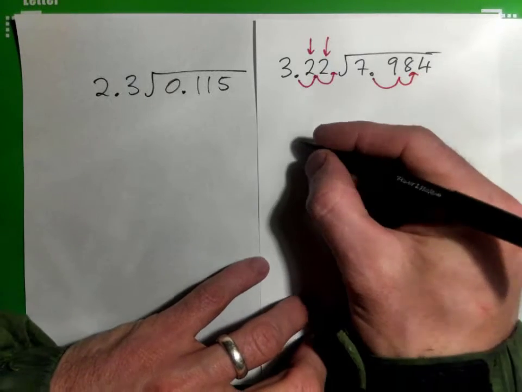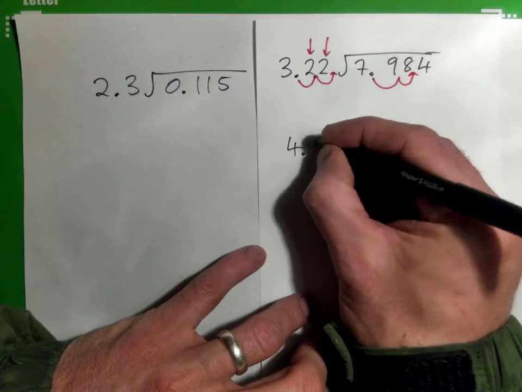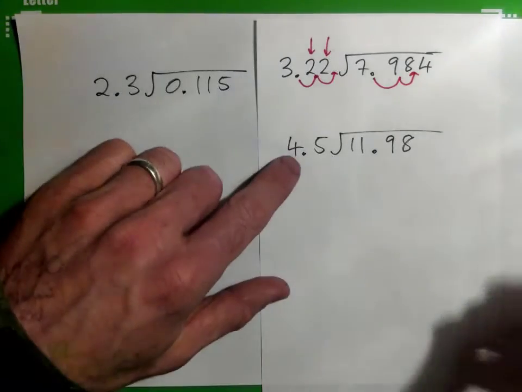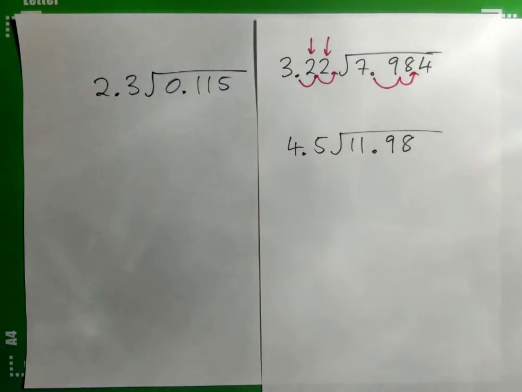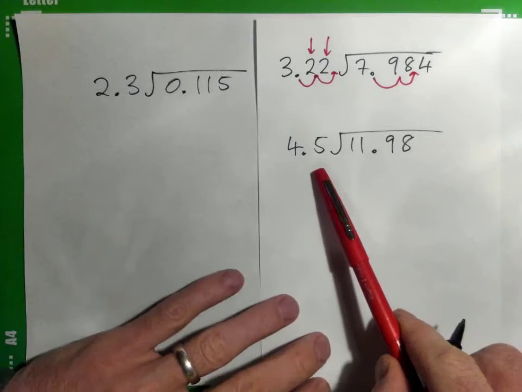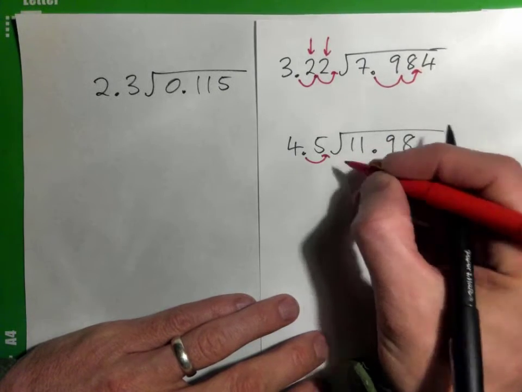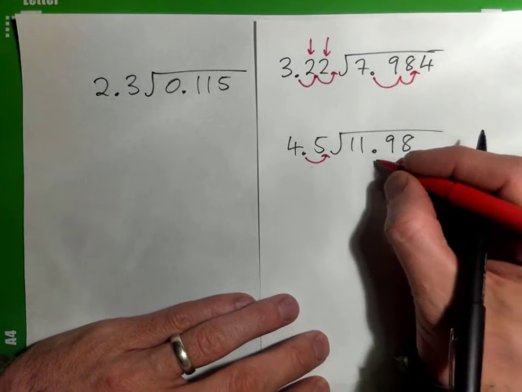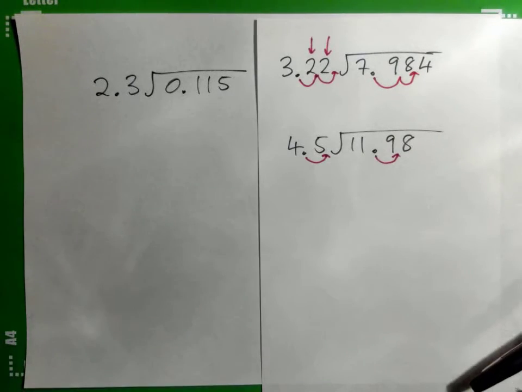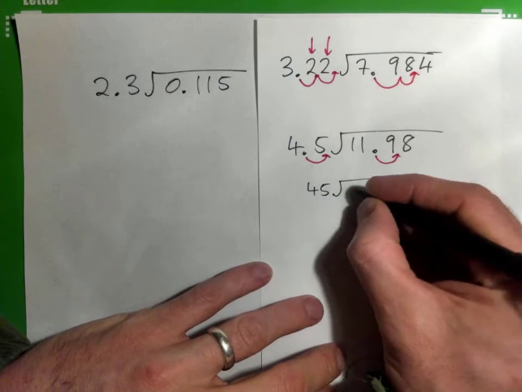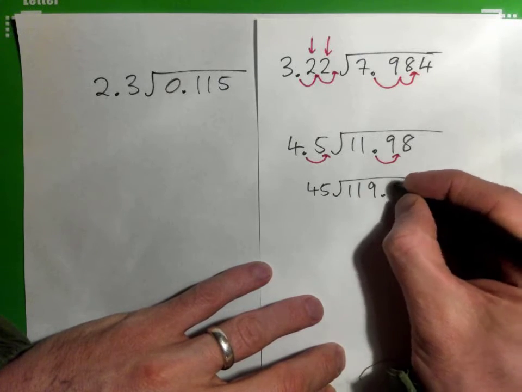So what if I had something like 4.5 into 11.98? What would I do? How should I move decimals in this one? One place over. One place there. Yeah. So you have 119.8. Yeah, so that's what you do there.